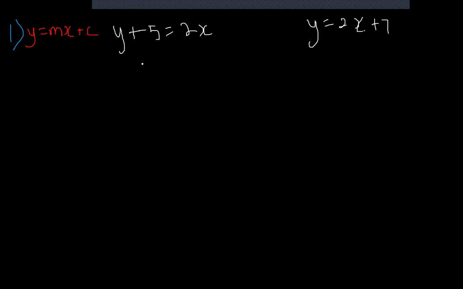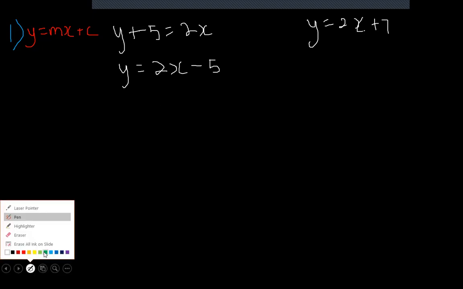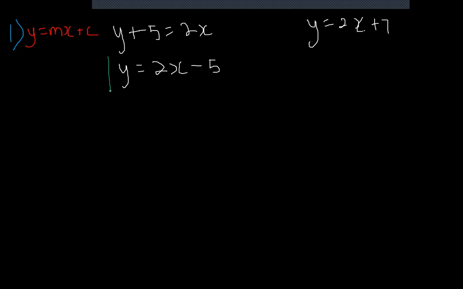So could anybody tell me what I would put here now if I wanted it in this form? First, you will carry across the 5. Well, minus 5 from both sides. So it will be y equals 2x minus 5. Y is equal to 2x minus 5. Good job. So now we know that these two are the equations we're looking at.